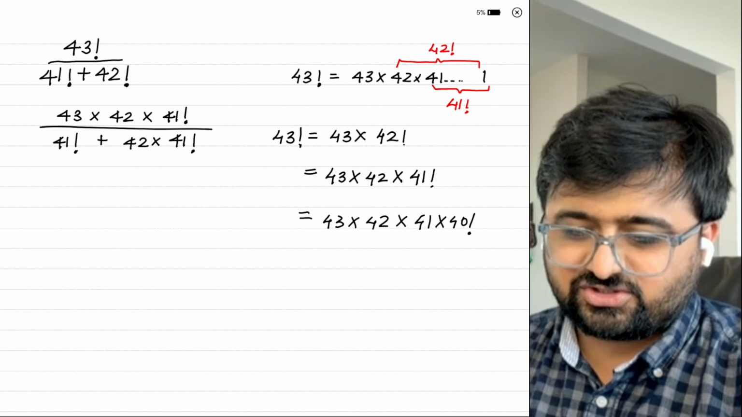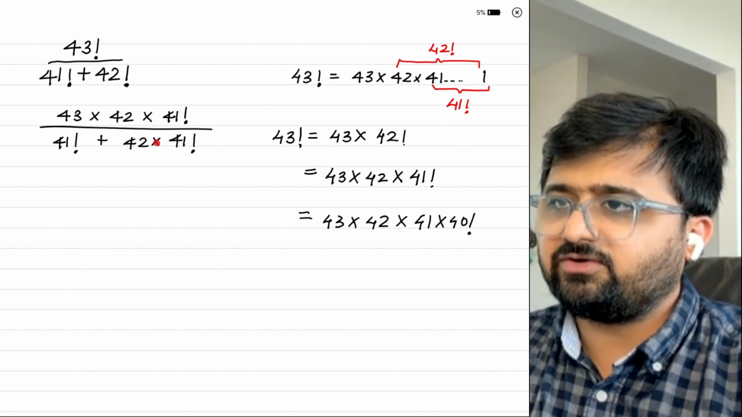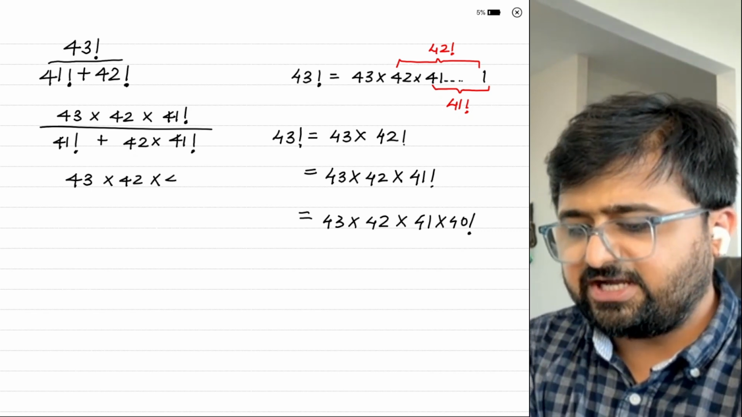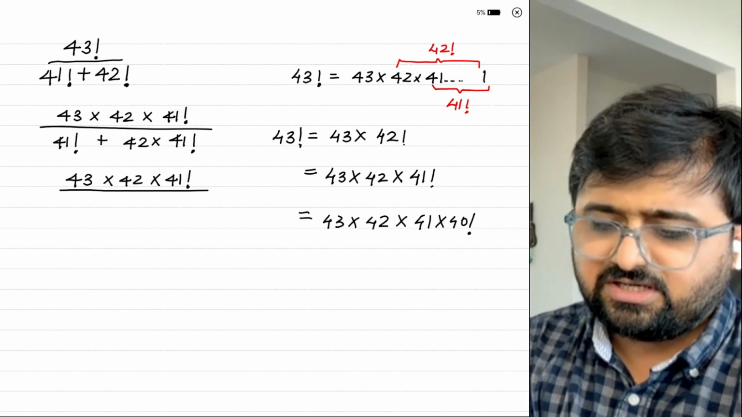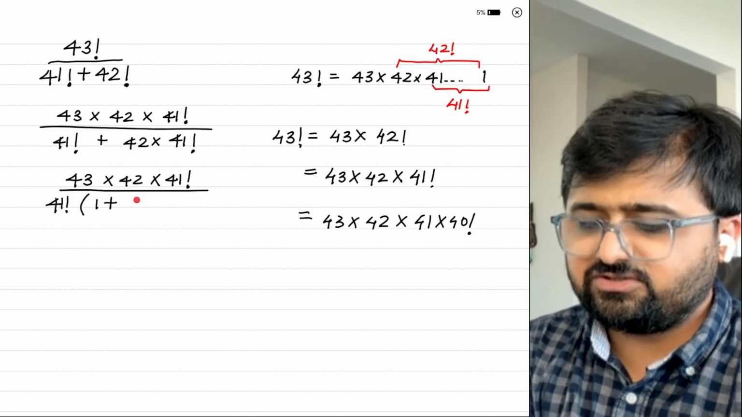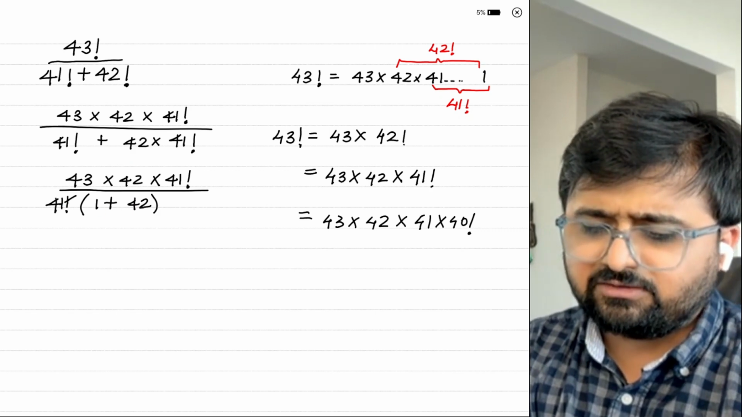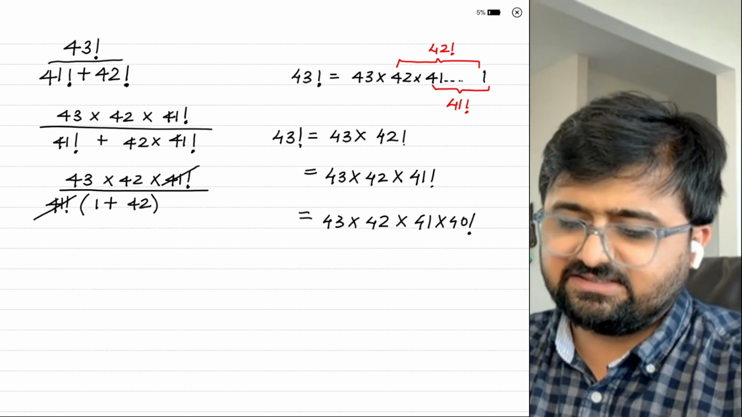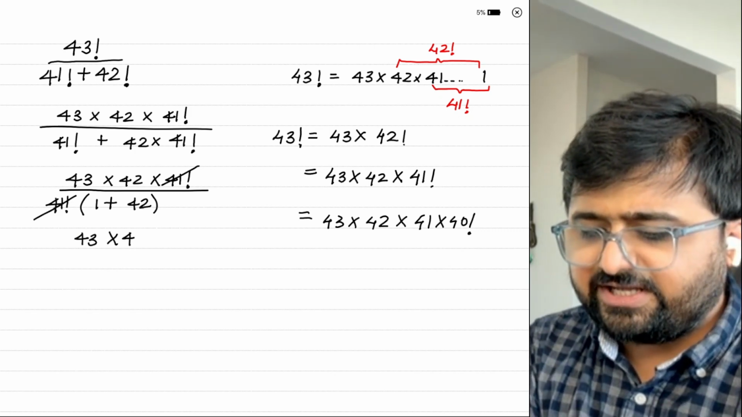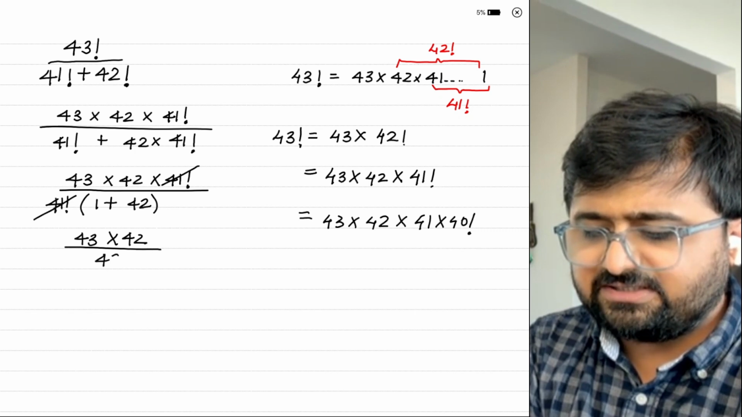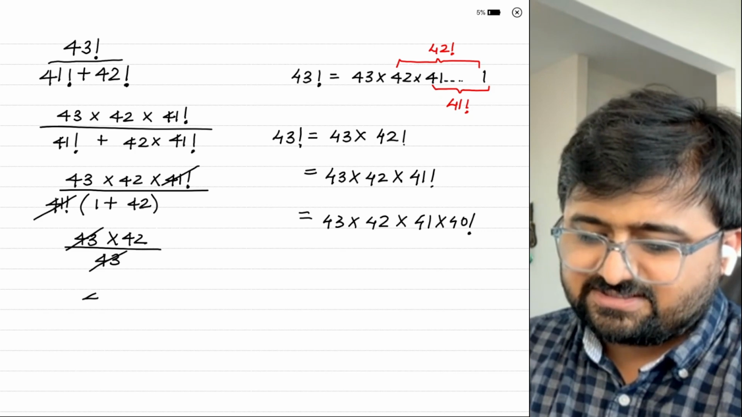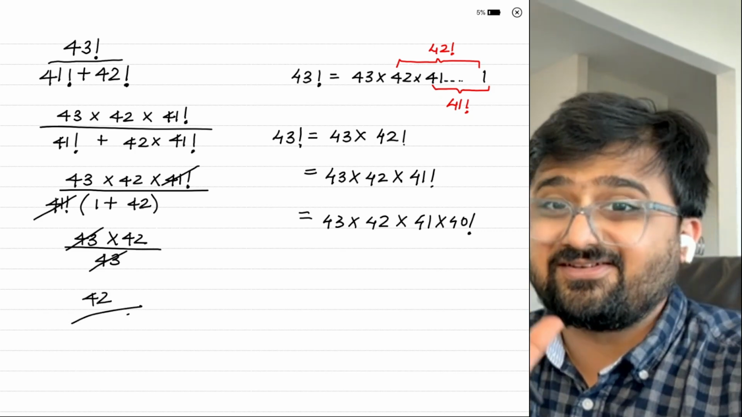Now it's a very easy question to solve because you can factor out 41 factorial from the denominator. So you have 43 times 42 times 41 factorial in the numerator, and in the denominator let's factor out 41 factorial, and you have 1 plus 42 left over. Now that 41 factorial and 41 factorial will get cancelled in the numerator and denominator. So what you'll be left with is 43 times 42 divided by 43. Now that 43 and 43 will also get cancelled, and your result is nothing but 42. Wasn't it a very interesting question of factorial?